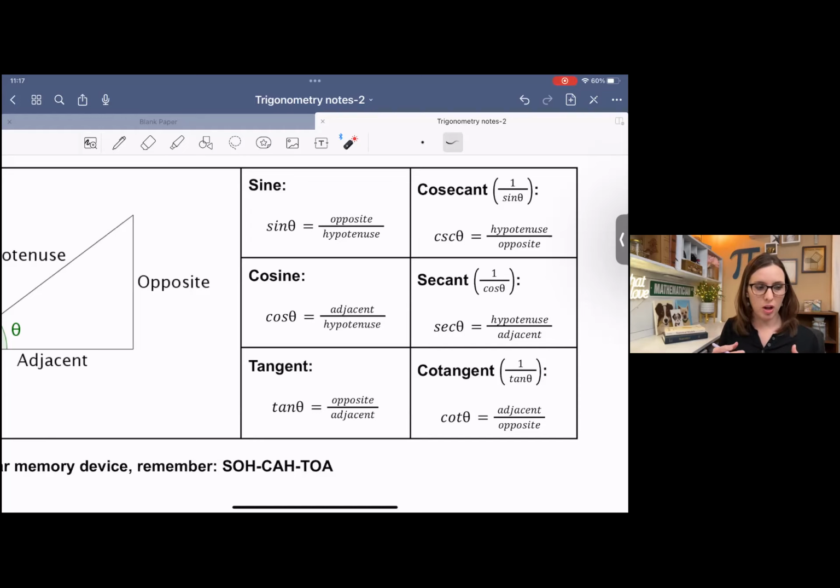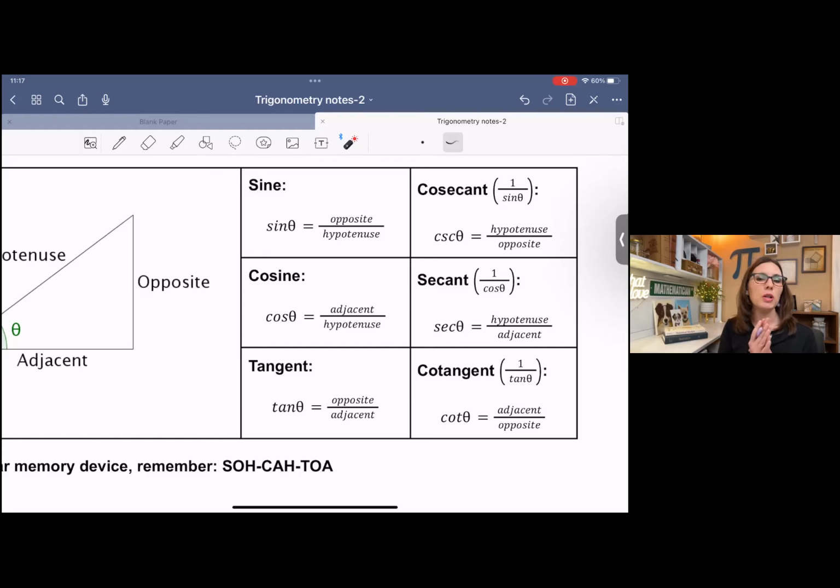So for me, sometimes I get a little confused because this starts with COS and this starts with COS. So sometimes I'm like, oh, those are reciprocals, but they're not. Sine and cosecant are reciprocals. Cosine and secant are reciprocals.